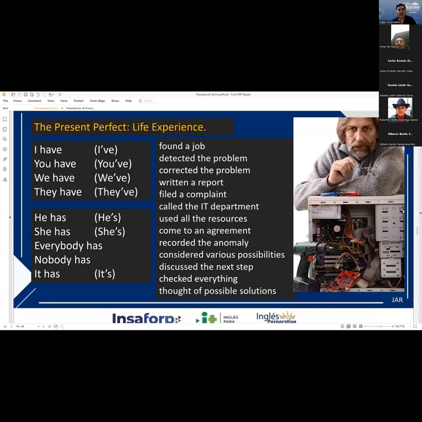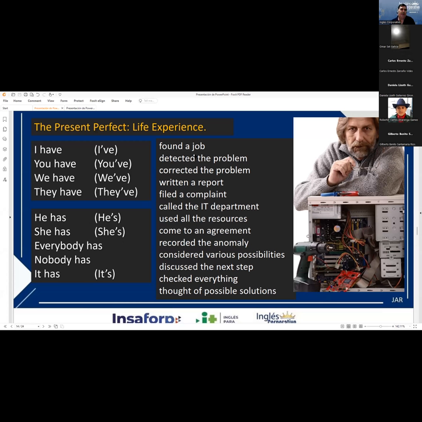Okay. So we say, I have found a job. You have detected the problem. We have corrected the problem. They have written a report. I have filed a complaint. You have called the IT department. We have used all the resources. They have come to an agreement. He has recorded the anomaly. She has considered various possibilities. Everybody has discussed the next step. Nobody has checked everything. It has thought of possible solutions.